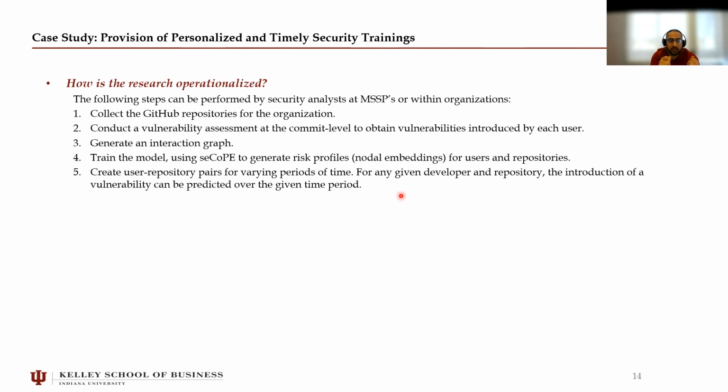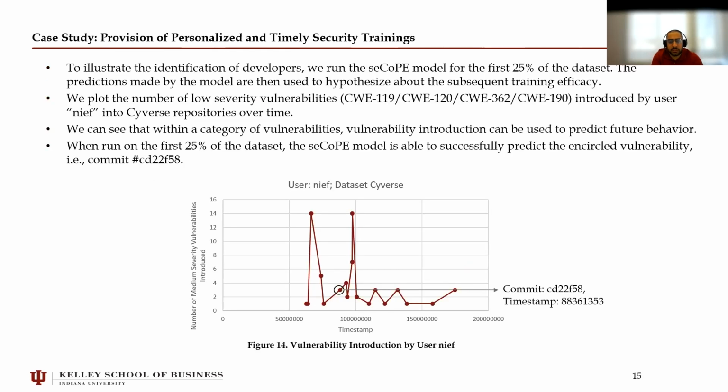Then for any repository plus developer plus time period, we would be able to predict whether or not a vulnerability would be introduced. Just to illustrate what that looks like, we run our model for the first 25% of our data set. We pretend that this model had been run at a certain point, for example, the first quarter of the time period that we have, and ask what would have happened if we had taken into account the predictions made by the model. We see that our model is able to successfully predict that a low severity vulnerability was introduced in this specific commit by this specific user.